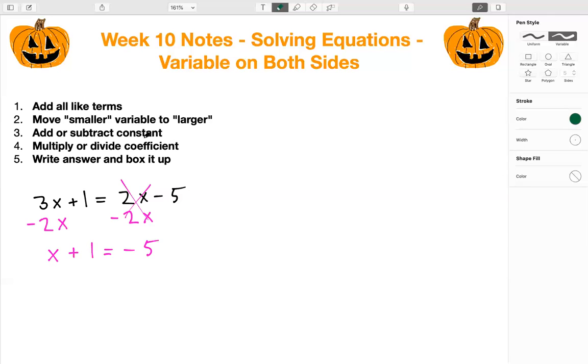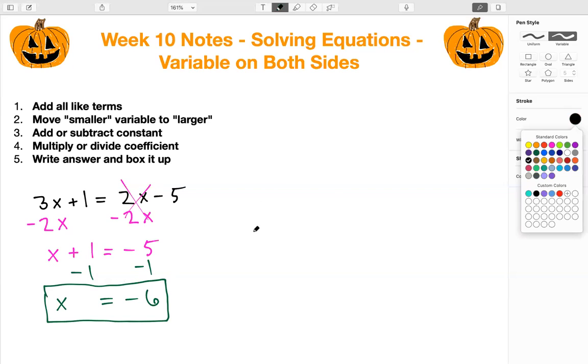Our next step is going to be add or subtract the constant. The constant is the 1. So we're going to subtract it because it's being added. So we subtract. Then x equals, making sure to keep that equal sign in the same place, negative 5 minus 1 is negative 6. And then we don't have anything to multiply or divide. We write our answer and box it up. And we're done.